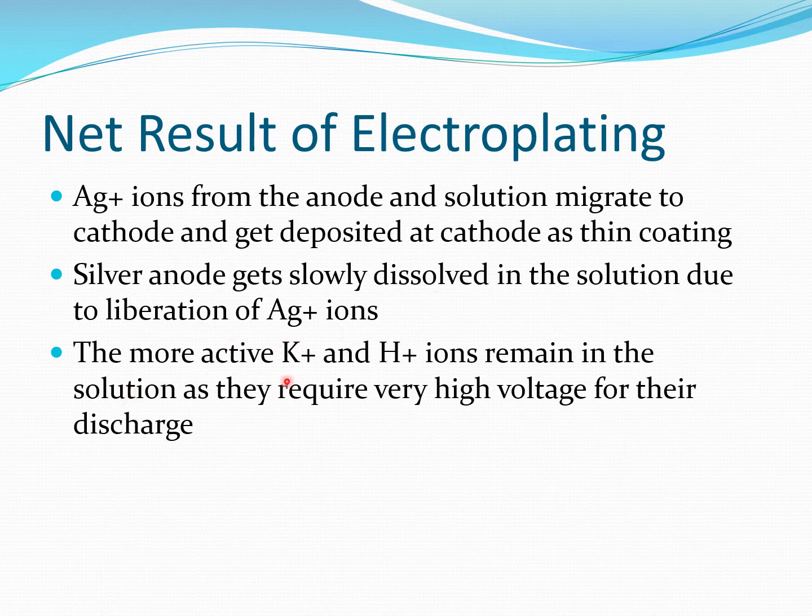The more active K plus and H plus ions remain in the solution as they require very high voltage for their discharge. That is, at the applied voltage, only silver ions can move towards the cathode and get reduced at the cathode and forms a uniform thin coating over the article which is to be plated.